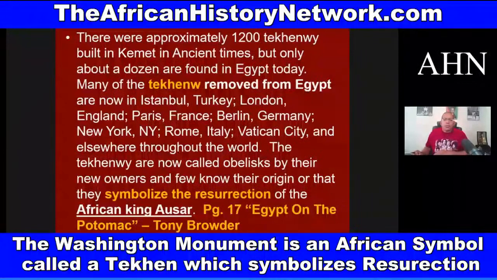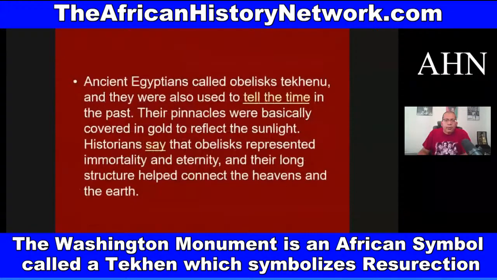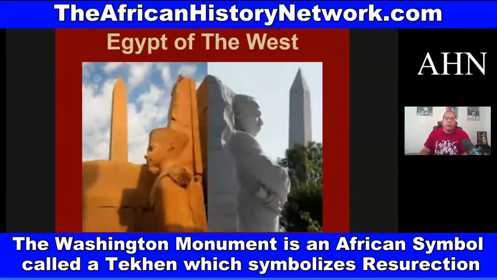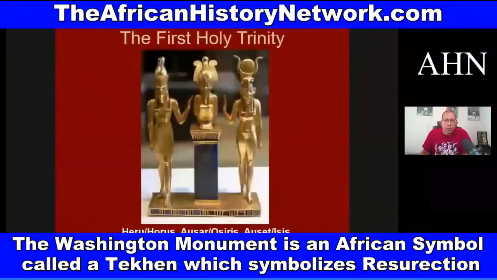And we know that Asar is cut up by his brother Set into 14 pieces. And 13 of those pieces are recovered by his wife Aset. And the 14th piece that was not recovered was the phallus. Okay. So the Tekken was erected to represent the missing piece of Asar's body. And the Tekken is a symbol of resurrection and transformation. Okay, this is what the Tekken represents. Okay, and it's a spiritual symbol.